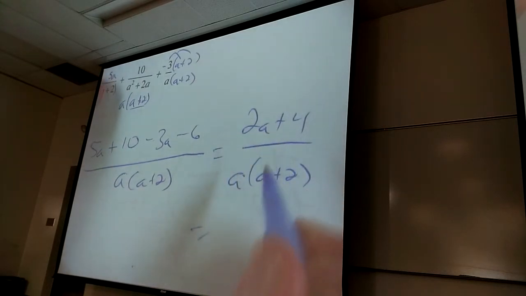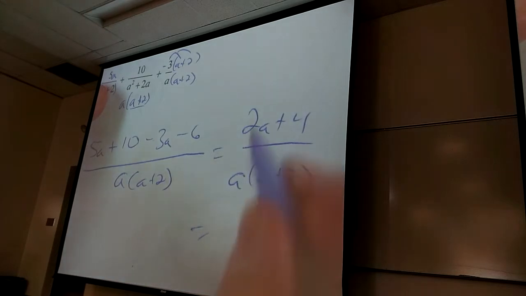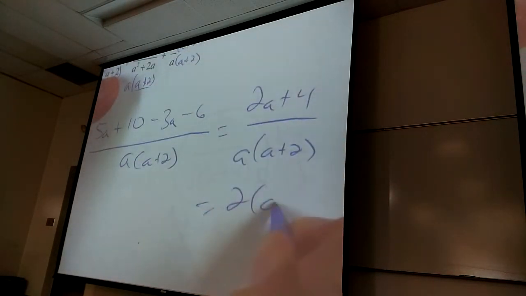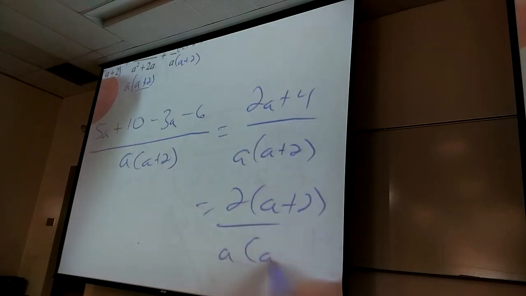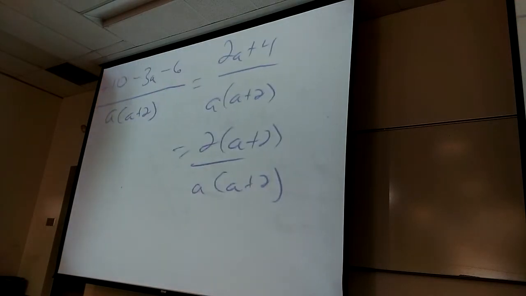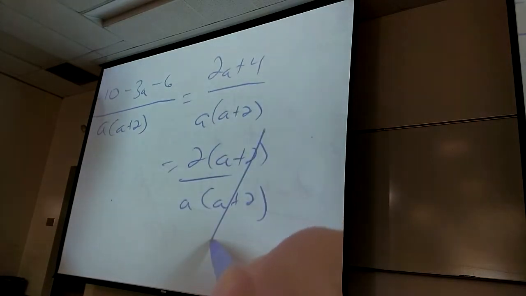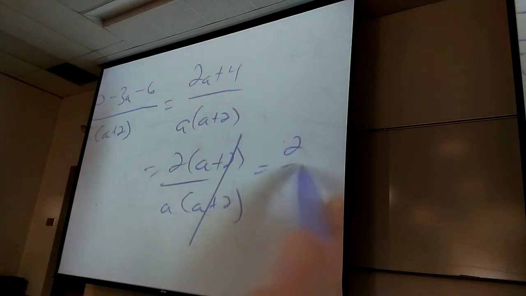So you do. You guys see that? So when you think you're done, just see if you can factor anything. Factor it, and then see if anything is common. And obviously, the A plus 2's kill each other. 2 over A.